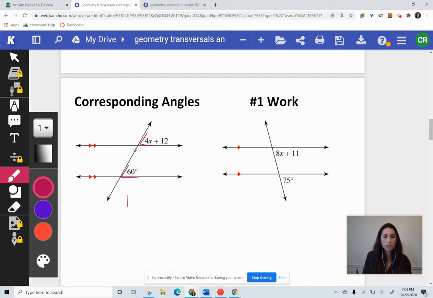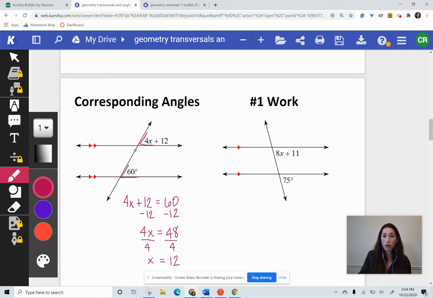So we should be able to say 4x plus 12 is equal to 60. And then we can subtract a 12 on both sides. We're solving for x in this problem here. So we get 4x equals 60 minus 12. It's 48. Now we're multiplying x with 4, so we need to undo multiplication. We can undo that by dividing both sides by 4. And our final solution, 48 divided by 4 is 12.